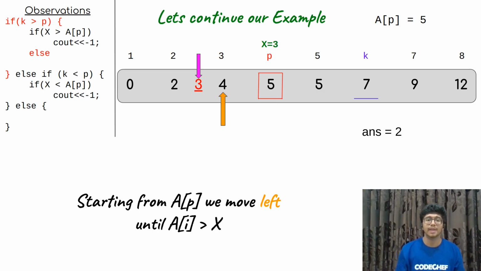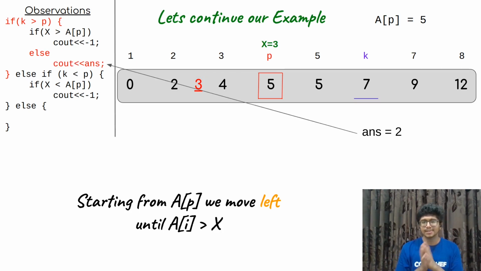Moving on to the left, we have 4, and again 4 is greater than 3, so we take the answer variable incremented by 1. And now if you see, 3 is not greater than 3, so until we reach that 3, we loop to the left starting from a of p, and the value which we get inside the answer variable will be the smallest number of operations required. So for this case, we would be outputting the answer as 2.